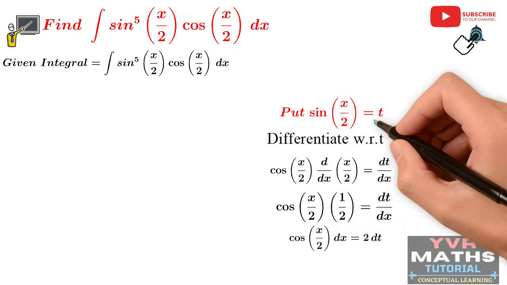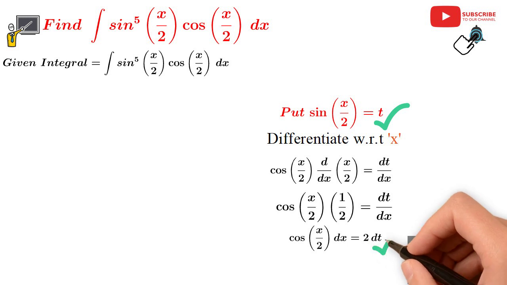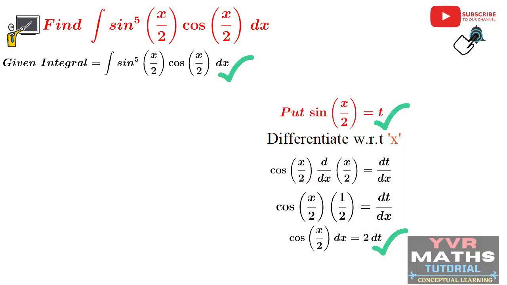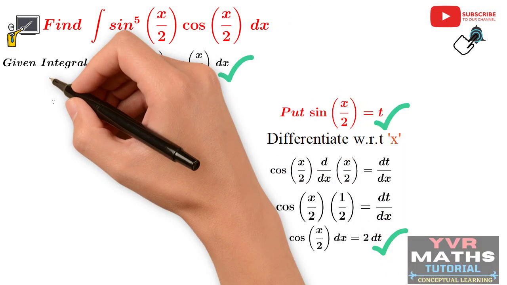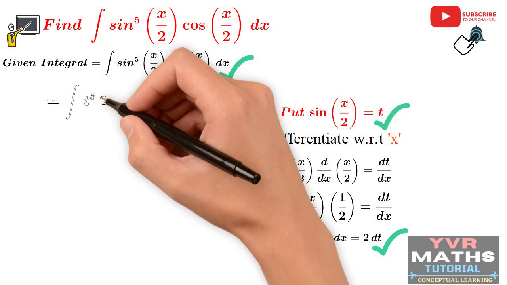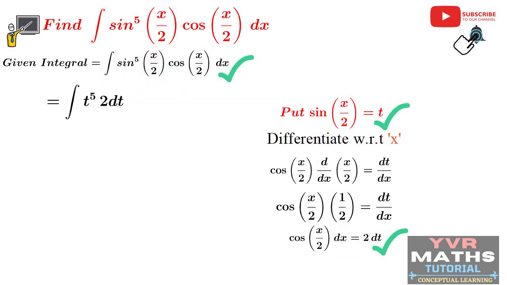Now substitute this term and this term in the integral. Then what we will get? See here, integral t power 5 into 2 dt. Why? Because here sin x by 2 is t and cos x by 2 dx is equal to 2 dt. That's why the given integral can be changed as t power 5 into 2 dt. Now, by using basic properties of indefinite integral, the constant 2 we can write outside of integral.